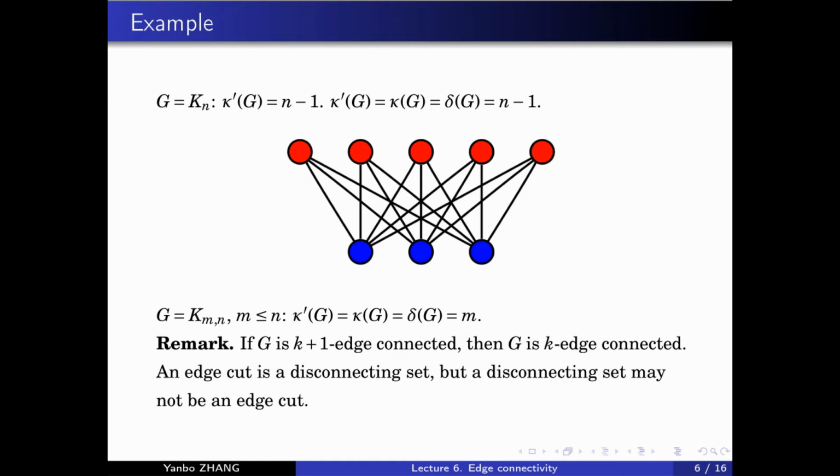We have two remarks. The first one is, if G is (k+1)-edge-connected, then G is k-edge-connected. This is easy to understand. The second one is, an edge cut is a disconnecting set, but a disconnecting set may not be an edge cut. A disconnecting set contains an edge cut, but it can have more edges.